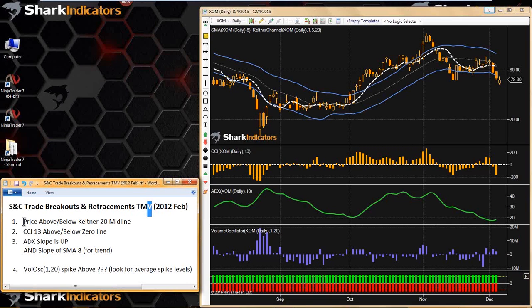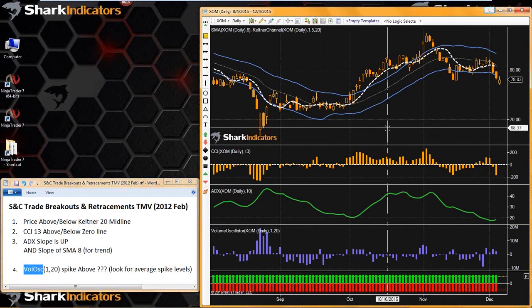The trend part is pretty simple. The trend part is using the Keltner 20. The direction of the Keltner 20, is price above or below the Keltner 20. That's a part of the trend. And also the ADX, with the ADX sloping up, and the direction of the SMA 8 also determines trend. The CCI was used for the momentum, and then the V is for volatility and volume. So the Keltner is used for volatility, and then the volume oscillator is used for the volume part, right?